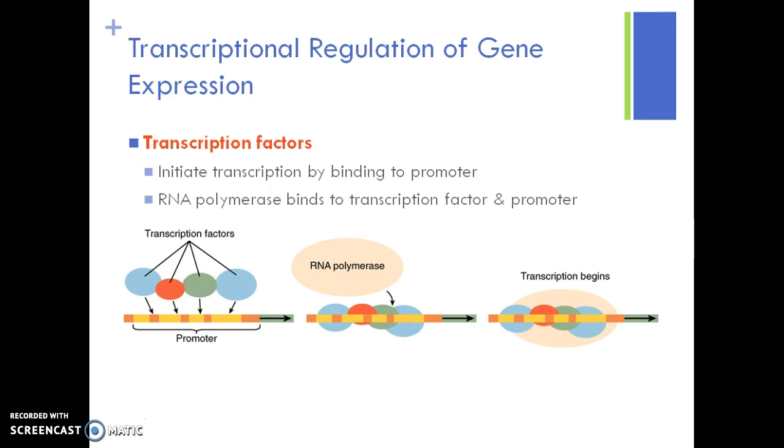Transcription factors are going to initiate transcription by binding to the promoter. Remember, the promoter is kind of that start signal in our DNA. And once the transcription factors bind, RNA polymerase is able to bind and transcription can begin. So if we have a lot of transcription factors, we're going to have lots of transcription occurring. If we have fewer transcription factors, less transcription will occur. And that's how we can regulate gene expression in our cells.